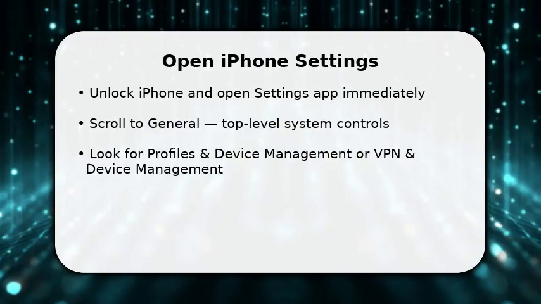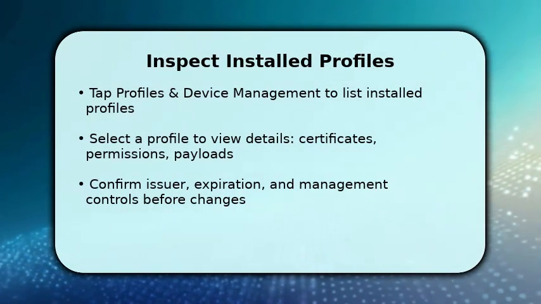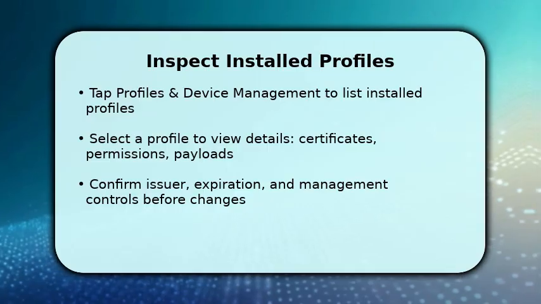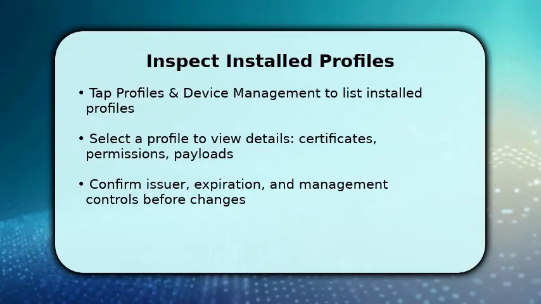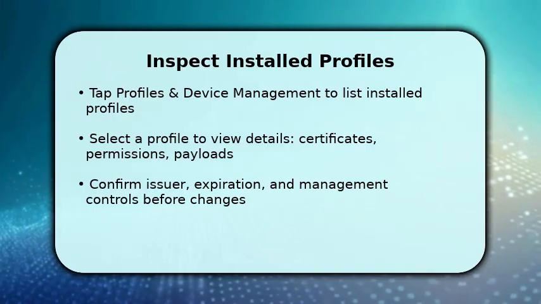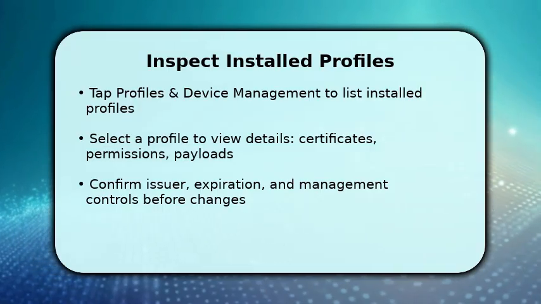Once you tap Profiles and Device Management, you'll see each installed profile listed. Select one to inspect details. Payloads show Wi-Fi, VPN, email settings, and certificates. Permissions reveal what the profile can control. This is where you verify issuer and expiration, because a trusted MDM can change many settings.